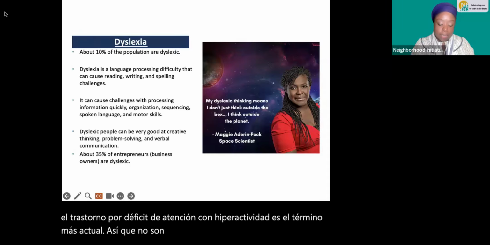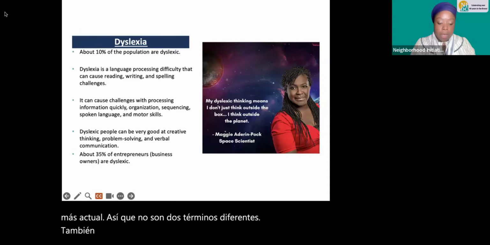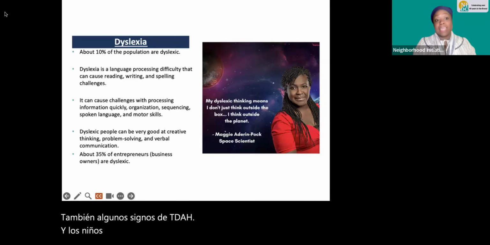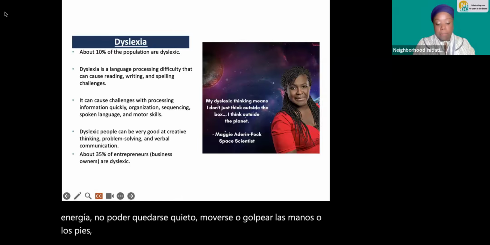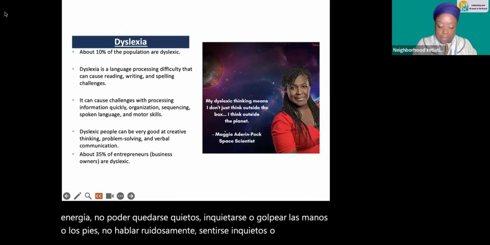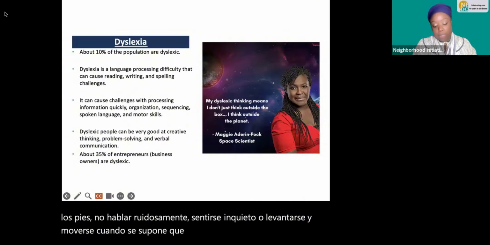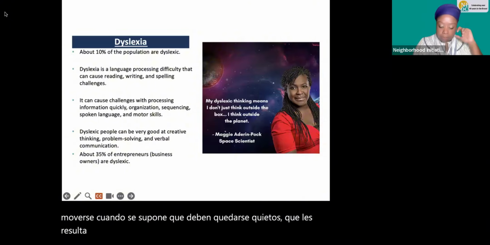Also, some signs of ADHD in children could be daydreaming a lot, high energy levels, not being able to sit still, fidgeting or tapping their hands or feet, talking noisily, feeling restless or getting up and moving around when they're supposed to sit still, finding it hard to wait their turn, or interrupting in conversations.